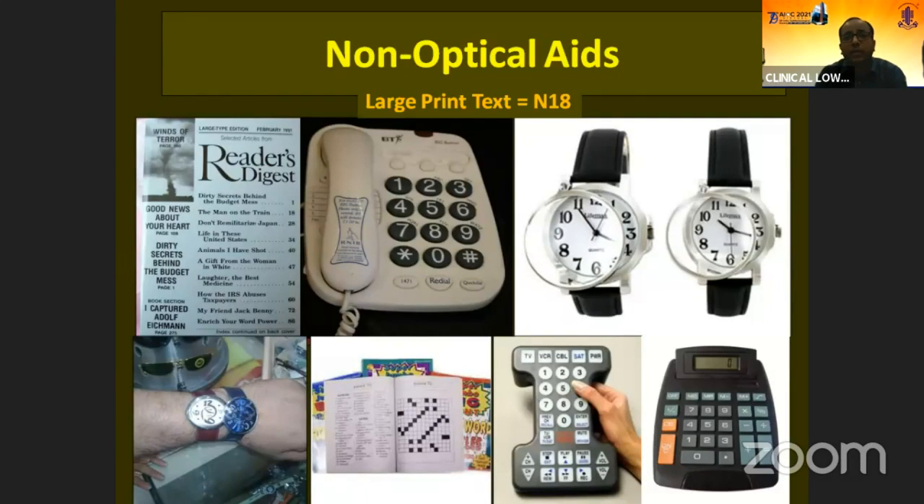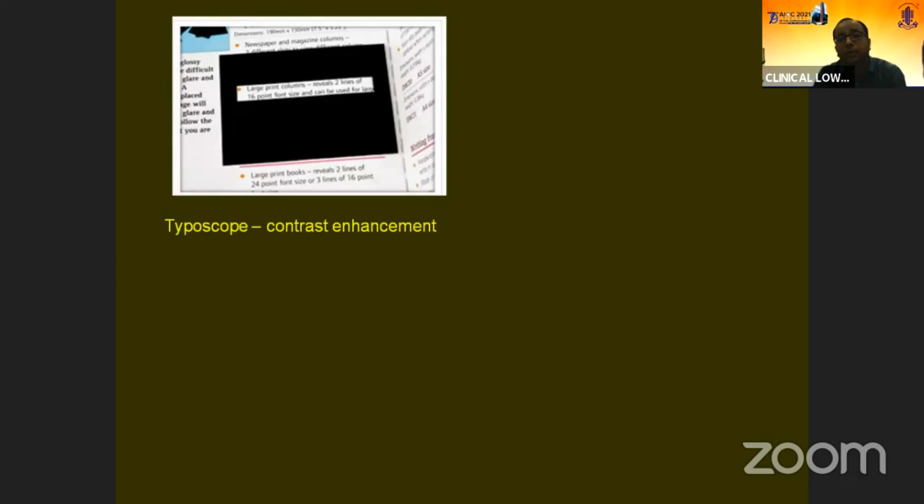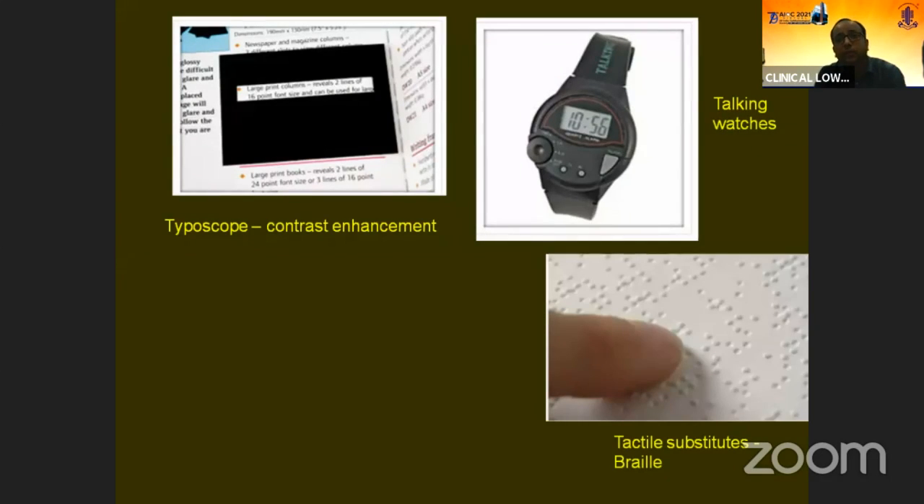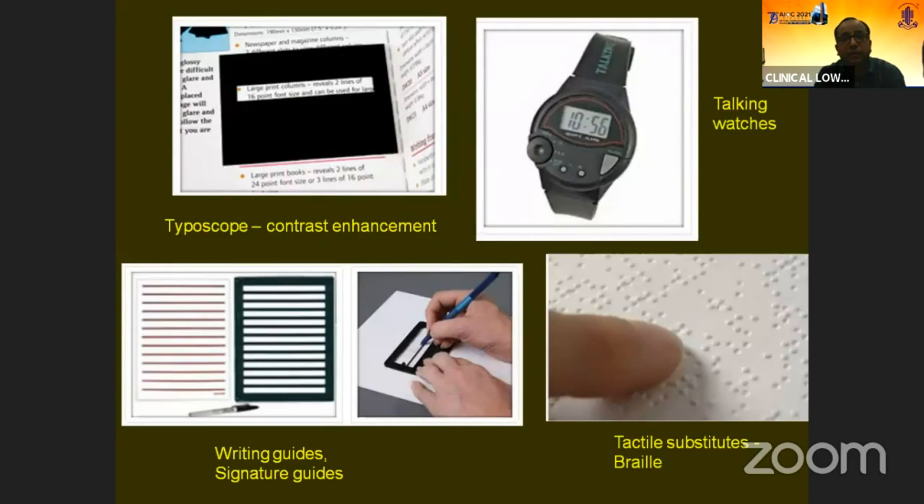So now coming to non-optical aids, these all utilize the principle of object magnification, where large print text is used, like Reader's Digest, which is available with large font size, watches with large dials and remote controls with large prints on them. We can also utilize other non-optical devices, like contrast enhancement with the help of a typoscope, which can improve visual acuity or visual performance, or substituting the sensory stimulation by talking watches, or tactile substitutes like braille, or writing guides or signature guides.